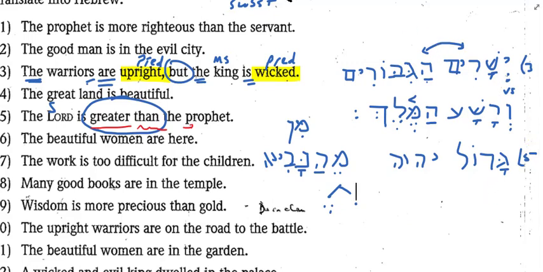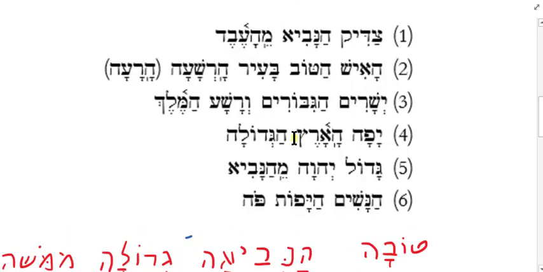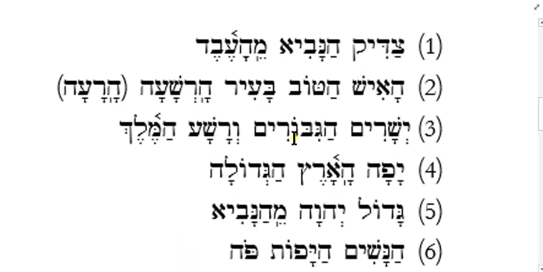Let me turn your attention to the actual answer key here. What I want to do is just review the grammar of the lesson by looking at the answers that you should have, just to remind ourselves. Look at number 1. I have tzadik ha-navi me-ha-eved. Say that with me. Tzadik ha-navi me-ha-eved. Okay, so what kind of a word is tzadik? Is that a noun or an adjective? That is an adjective. So let's just note that, adjective here. And does it have the article? No, there's no ha, right?